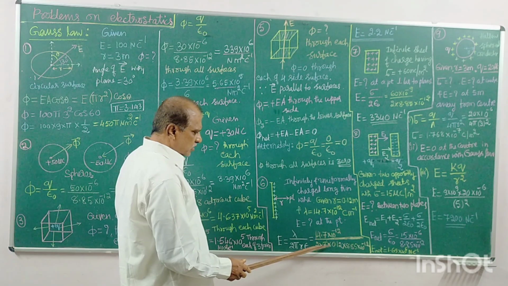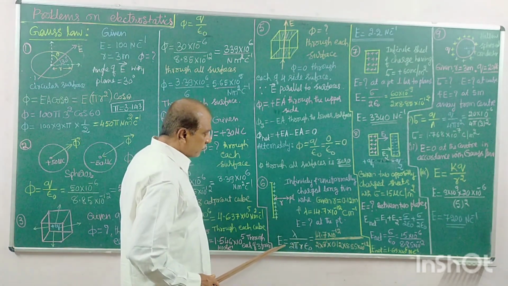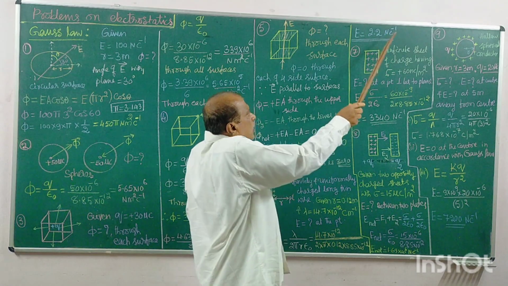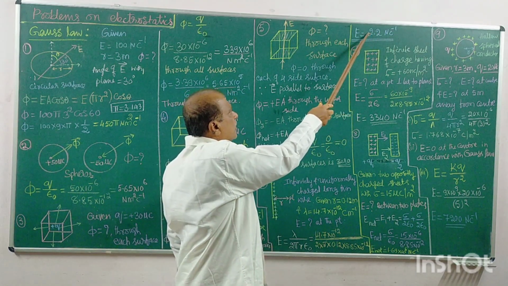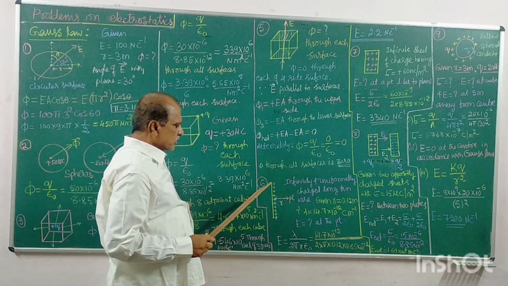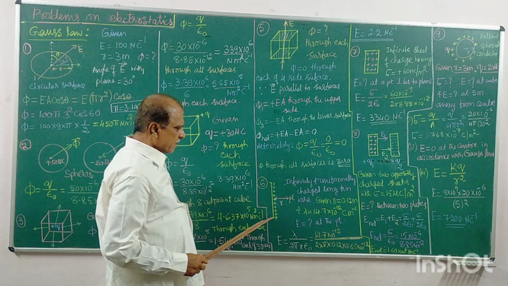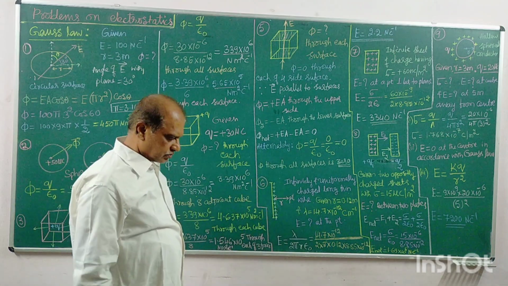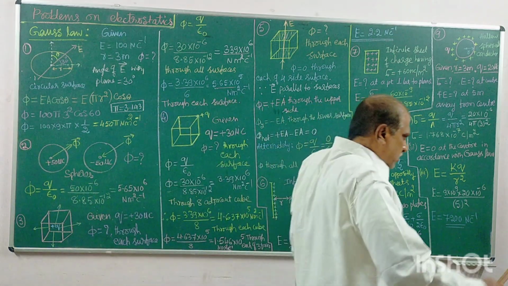In SI, so calculate, you get the value of E. It is 2.2 Newton per coulomb. That is the electric field at this point due to this linear charge density of this value. This is a calculation.